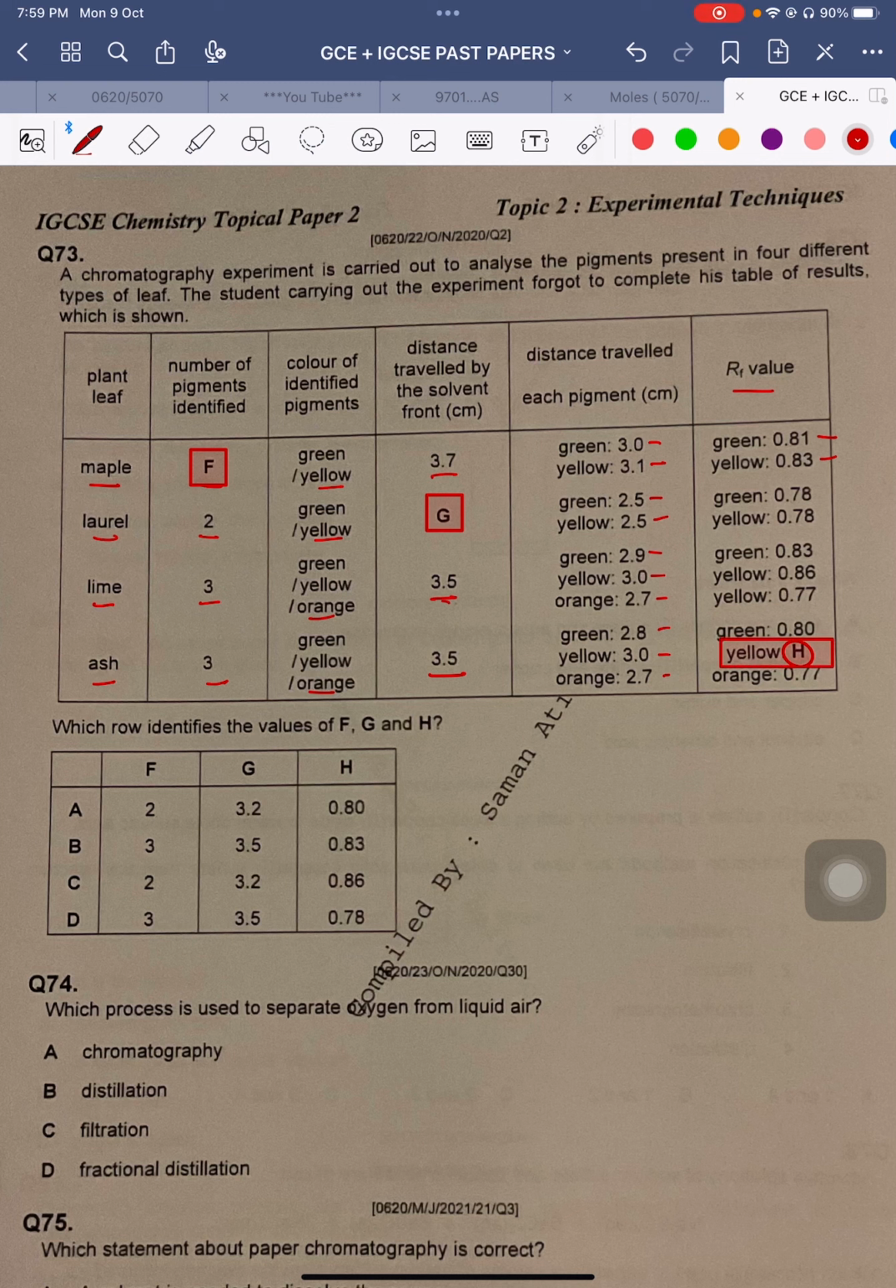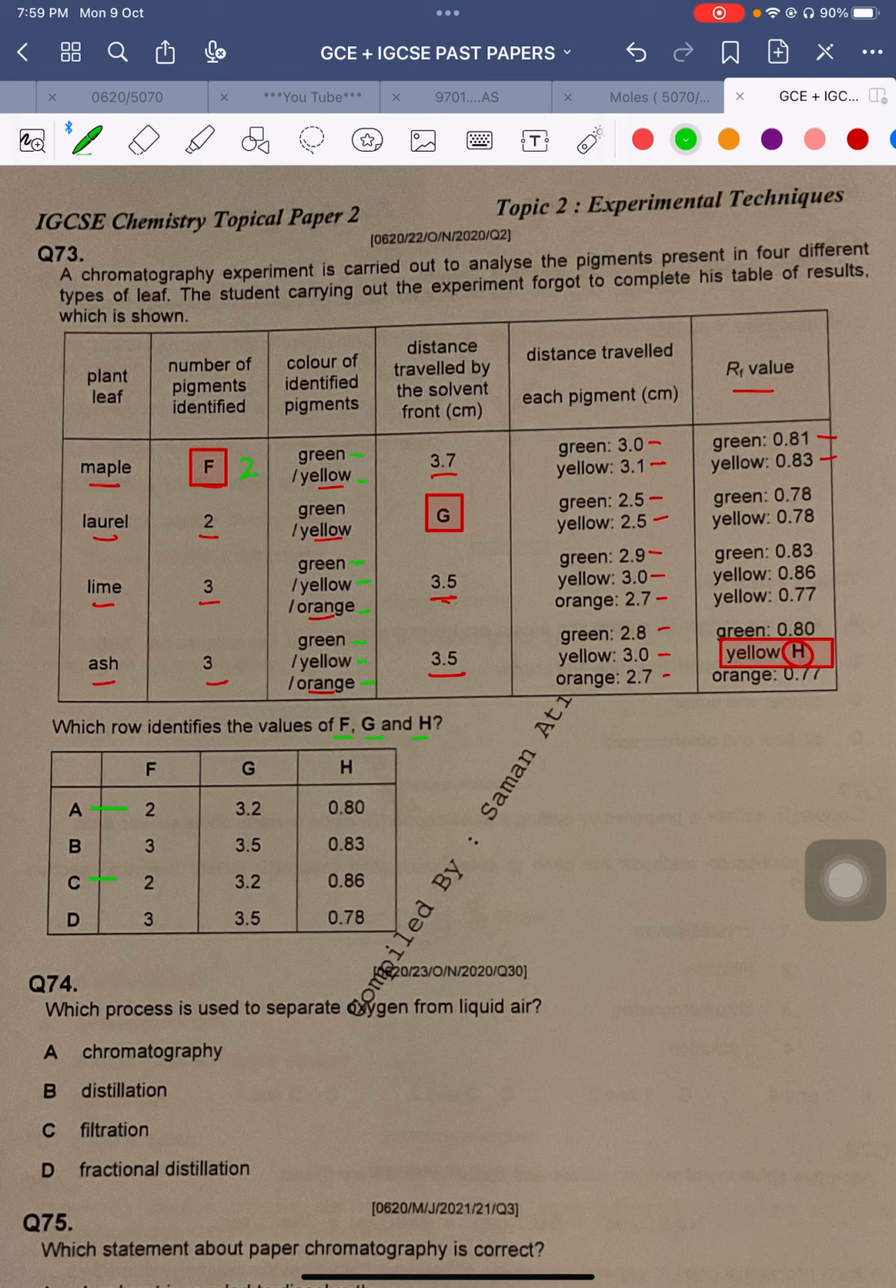Let's check what is happening. Which row identifies the values F, G, and H? F can be 2, 3, or 2. You can see that 3 is converting itself into green, yellow, and orange. So again, green, yellow, and orange. Here it is green and yellow, so it means that F is 2. F is 2, so it can be either A or C.